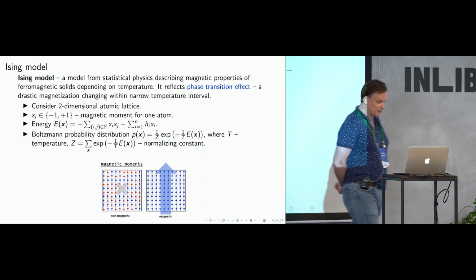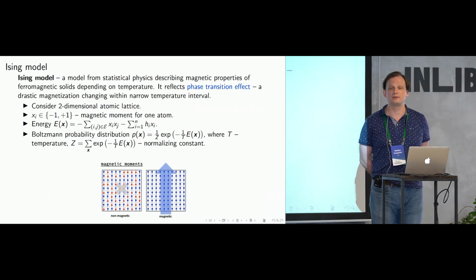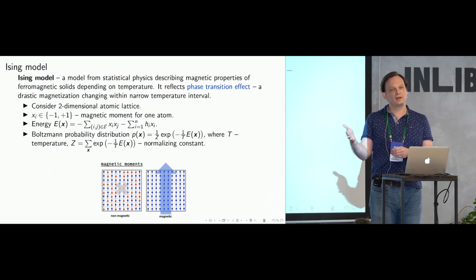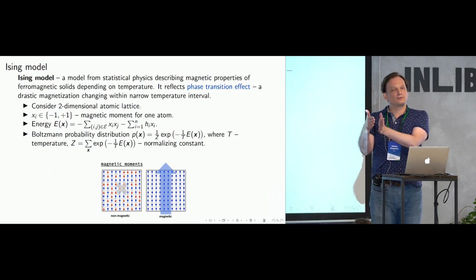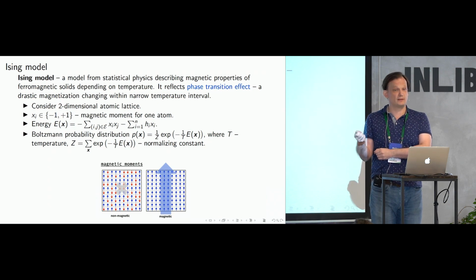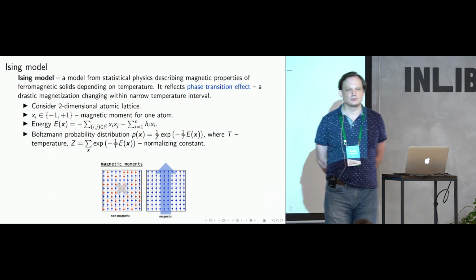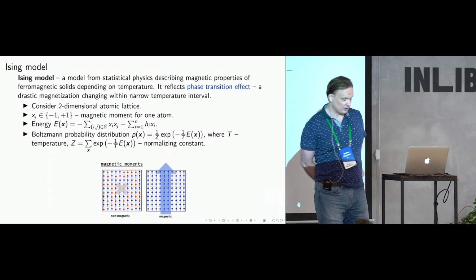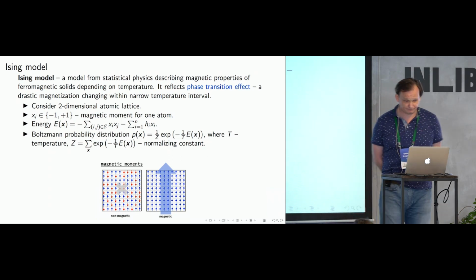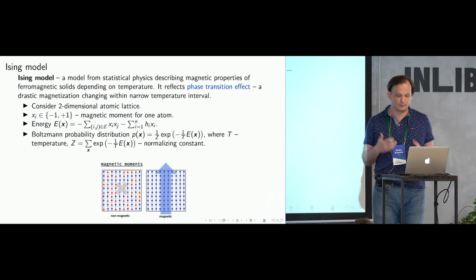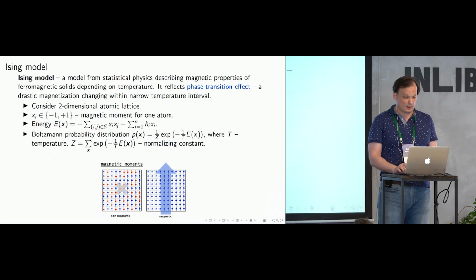This is a very standard model which was introduced in the first part of the 20th century. It is a model from statistical physics that tried to describe the magnetic properties of a solid when we increase the temperature. If you take a magnet and start to heat it, you would observe that there is a critical temperature, and in a short interval of temperature, your magnet loses all its magnetic properties. It is called the phase transition effect, similar to how water transforms to steam when you heat it to 100 degrees. And this is the model that tries to explain why this occurs.